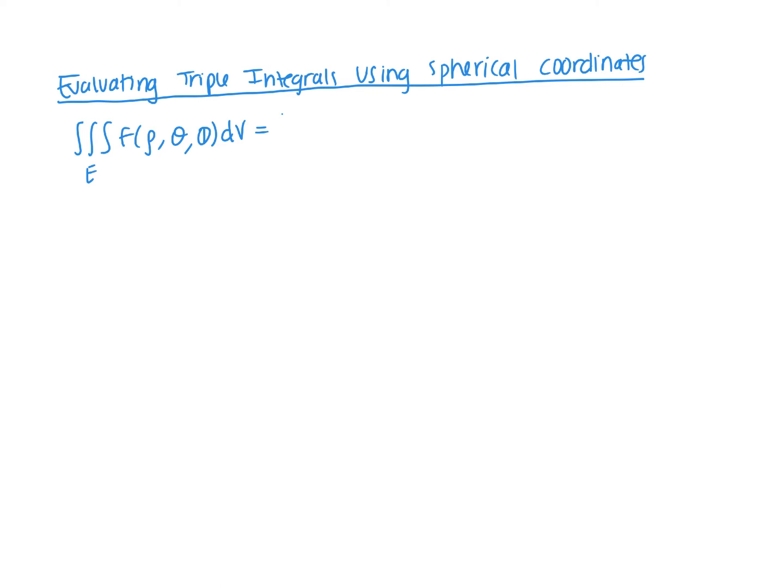Definition-wise, when we look at a Riemann sum, this is going to be the limit as n approaches infinity of the sum from k equals 1 to n of f of rho_k star, theta_k star, phi_k star, delta V_k. And remember, the star just means that you can choose any point in that particular solid. So the question is, what is this going to be equal to?